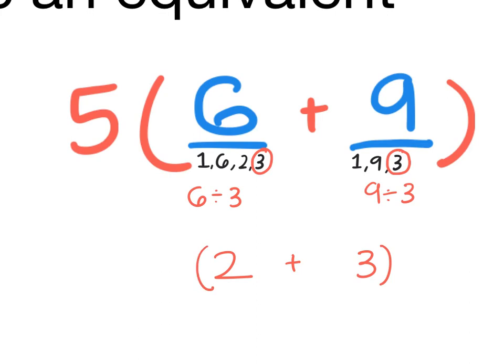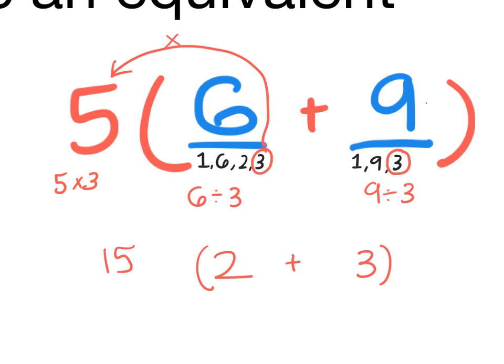Okay? Since we divided the numbers by 3, both 6 and 9, the numbers that were inside the parentheses, what we're going to do to the outside is we are going to multiply this number by 3. So we're going to say 5 times 3 equals what number? Let me go back to the previous slide. So we're going to say 5 times 3 equals what number? And that's 15. Do you all see how I fixed my mistake?